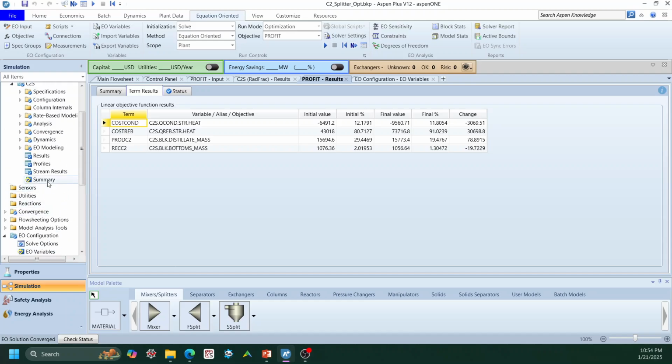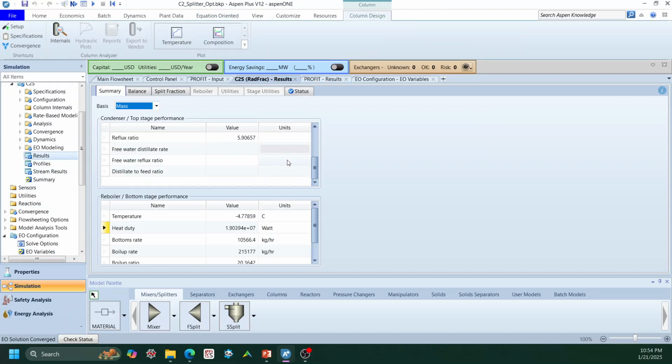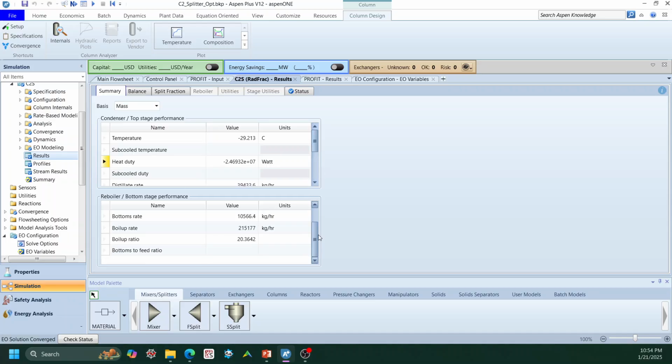Let's see what the result is. Yeah, so this is the result of the reflux ratio 5.9 with the distillate rate. We can see that from the increase in duties, we have an increase in the reflux ratio. So I think this is the example of how to use equation oriented modeling for optimization. So see you in the other video.